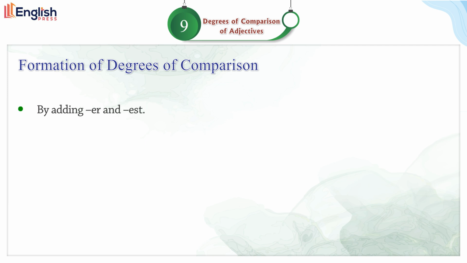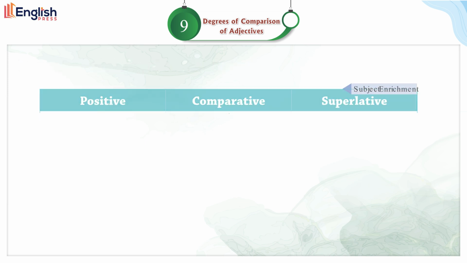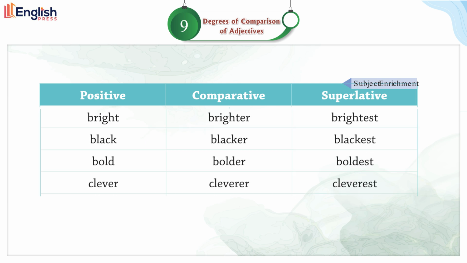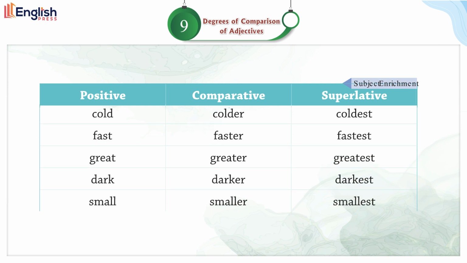By adding er and est. Positive, comparative, superlative: bright, brighter, brightest. Black, blacker, blackest. Bold, bolder, boldest. Clever, cleverer, cleverest. Cold, colder, coldest. Fast, faster, fastest. Great, greater, greatest. Dark, darker, darkest. Small, smaller, smallest.